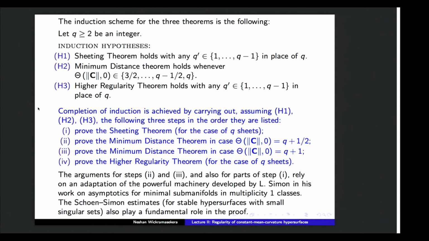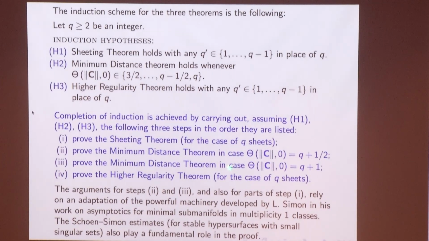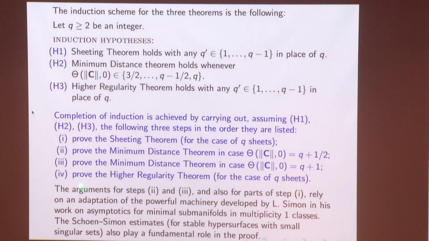The way that you complete the induction is that you prove the sheathing theorem first, as stated. You assume it's true up to Q minus 1, and complete the induction for the case Q, which in a very essential way uses both the other theorems inductively. It's important to do this in this order. Once you have that, you use it to prove the minimum distance theorem for the density Q plus a half, then use both of them to prove the minimum distance theorem for the density Q plus 1, and then you prove the high regularity theorem.